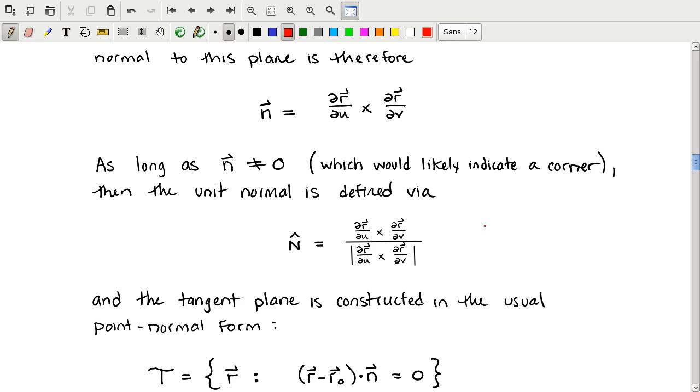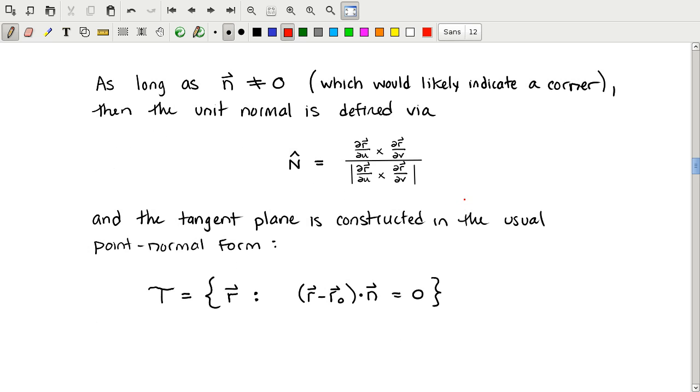So the procedure is to first calculate dr du, then dr dv, then the normal vector n, finally take the point at which we are calculating the tangent plane and insert all those things into the equation point normal form for a plane.